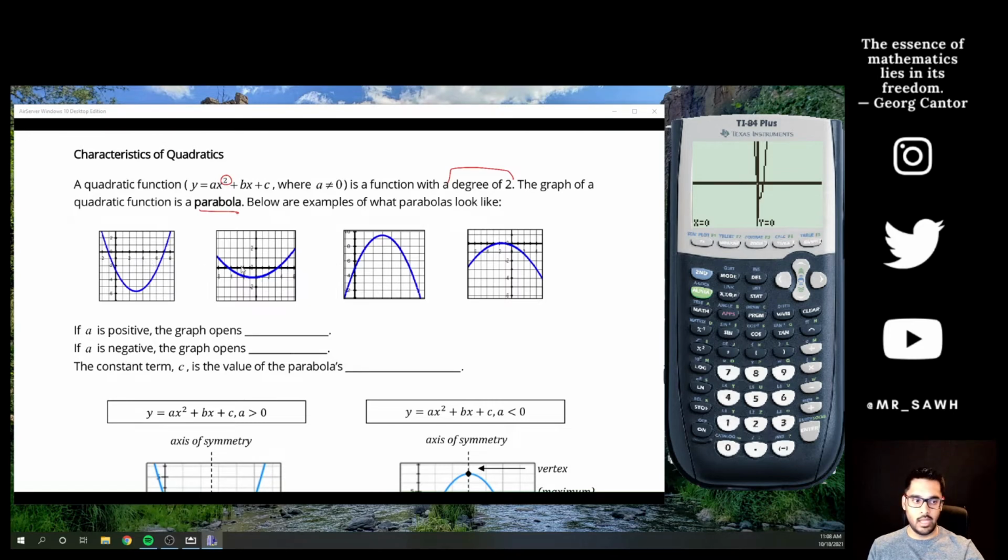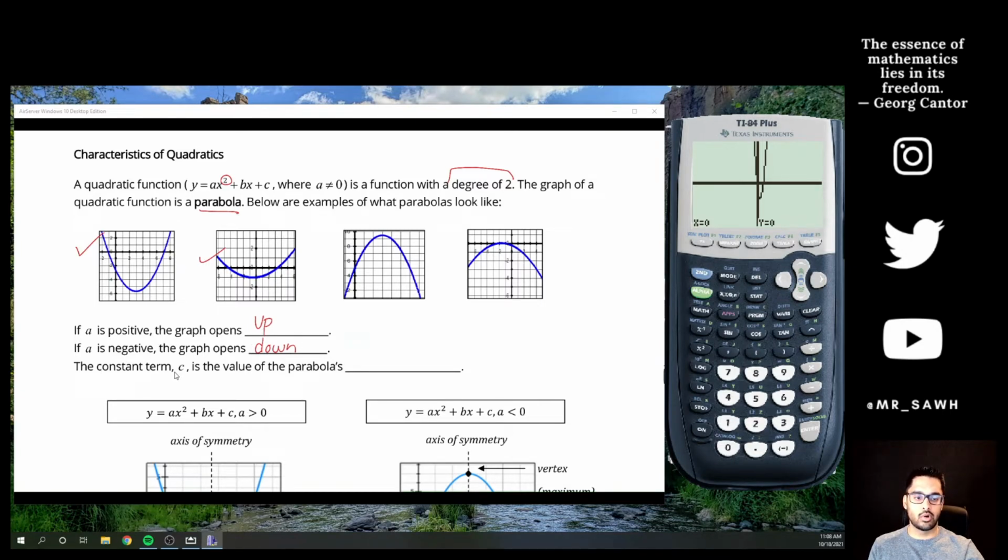It could be any of the four is really what they look like. Now, if a is positive, that number in front of x squared, the graph is going to open up. Okay, it looks like the smiley face cases. So the first two here are where a is positive. Now, if a is negative, it's not necessarily a bad thing. It just means that the graph opens in a downward direction.